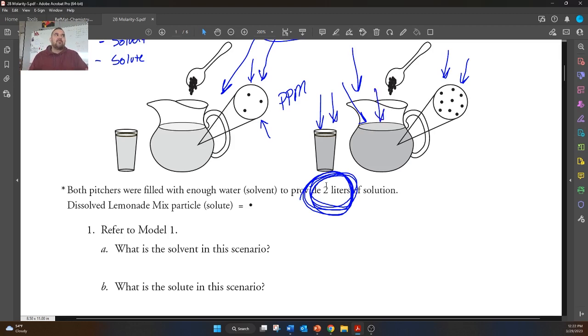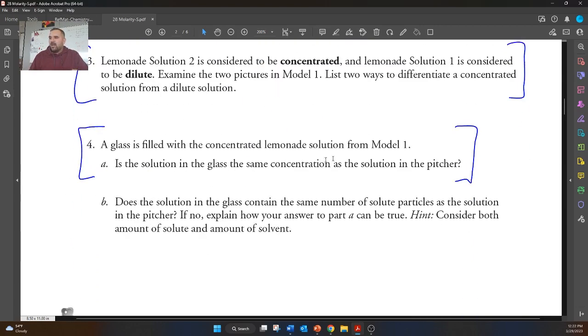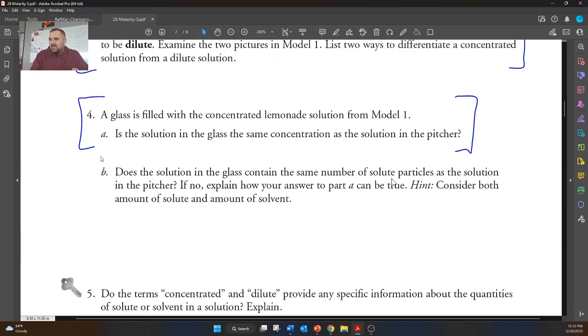Why do they taste the same? They're the same concentration. They have the same concentration. So if we were to zoom into this one, it's going to have the same particles per million as this one over here. So that's what we wanted to see from there. Let's take a look at the next one.